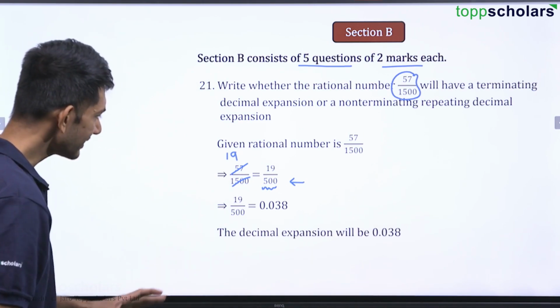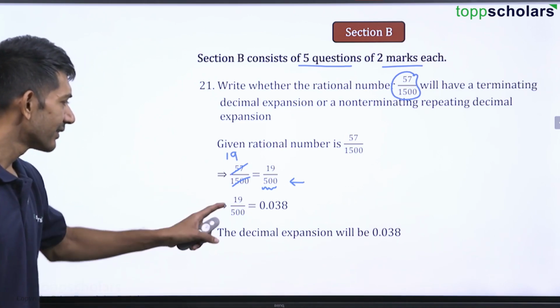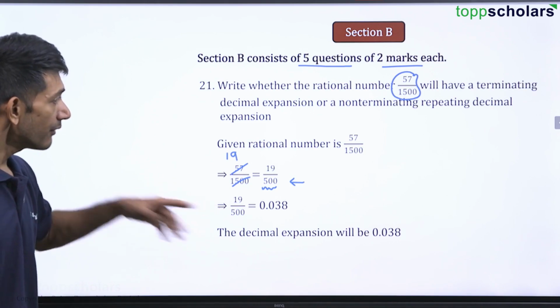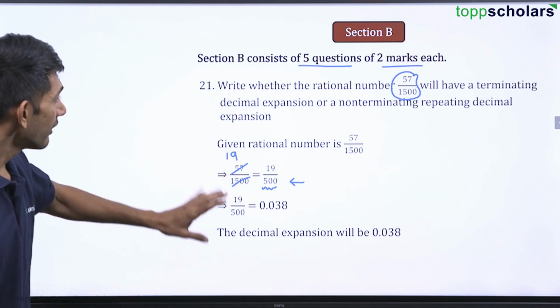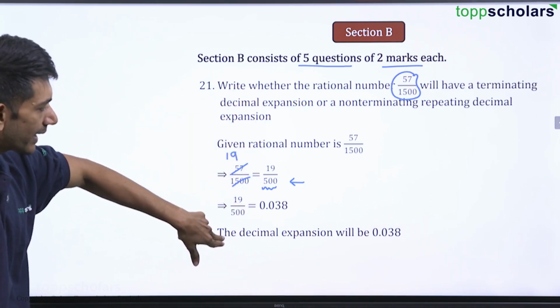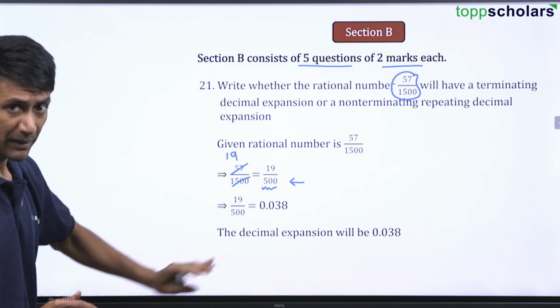So this is the decimal expansion, but let's try to understand. What is the denominator? The denominator is 500, right? We have to give our narrative without actually dividing. Okay, they have told us to write down the expansion, but how will you present this answer? You will present it like this.